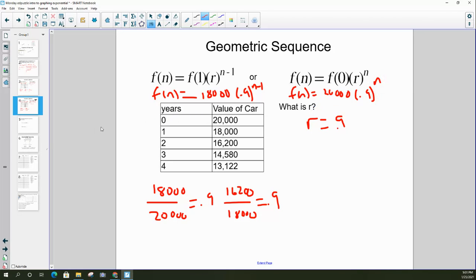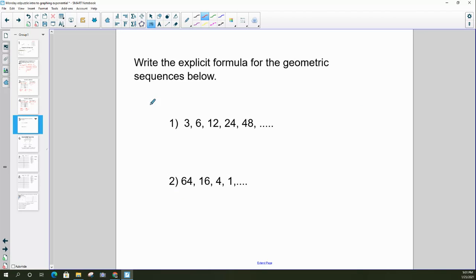All right, so we should be able to look at a sequence of numbers and turn it into an explicit equation, which in turn is really an exponential equation because it's got a base raised to a power. All right, so your turn in the Edpuzzle video now to answer these two questions. Question 1, write the explicit formula for the geometric sequence.